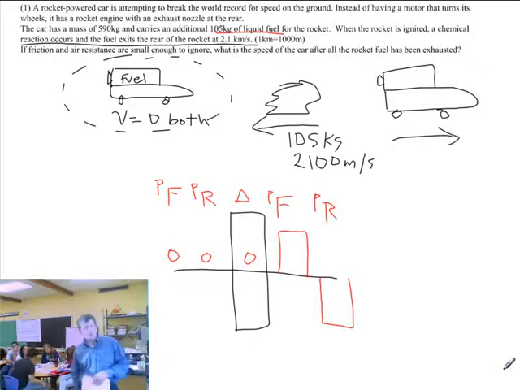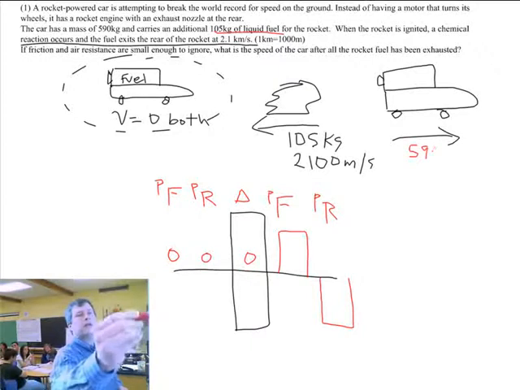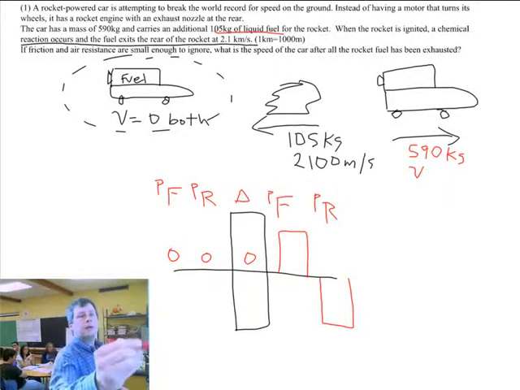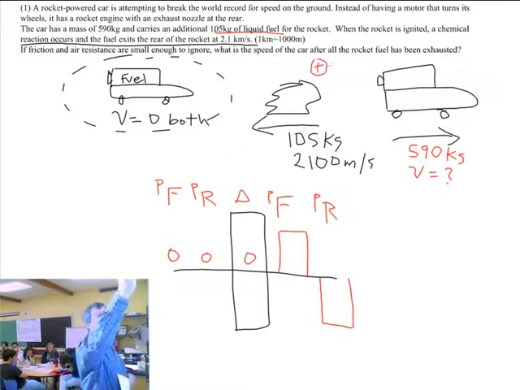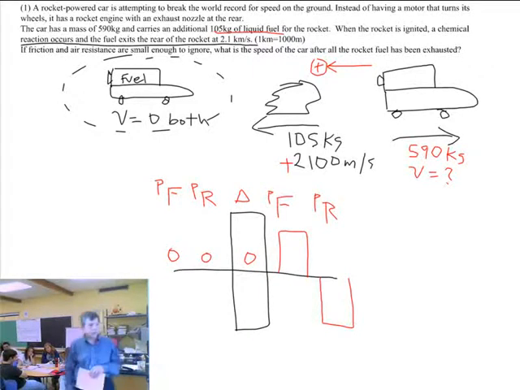Let's try not to skip too many steps. This is 590 kilograms. The velocity is unknown. Let's just for fun call this direction the positive direction. So this velocity is positive. Okay so far? Yep. So, math representation: this plus this plus this equals this plus this.